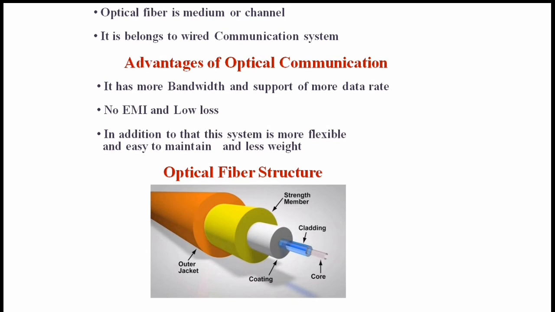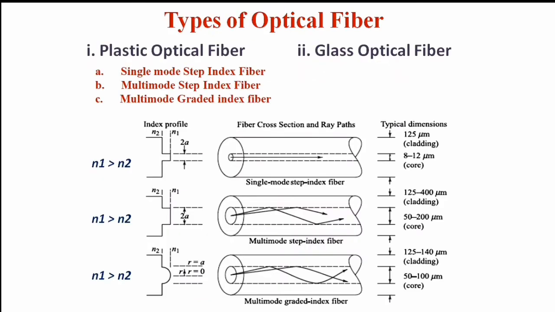Next, we go for different types of optical fiber. There are two different types of optical fiber available. One is plastic optical fiber, another one is glass optical fiber. Plastic optical fiber can be used only for short distance communication, whereas glass optical fiber is used for very long distance communications. In general, either plastic optical fiber or glass optical fiber is further classified into three different types. The first one is single mode step index fiber, the second one is multimode step index fiber, and the third one is multimode graded index fiber.